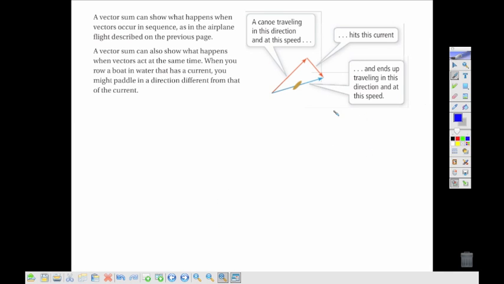On this page, what we see is a canoe that's in the water. In the canoe, the people are paddling in this direction, but the current of the water is pushing them in this direction. So the actual motion of the canoe would be along this blue vector.